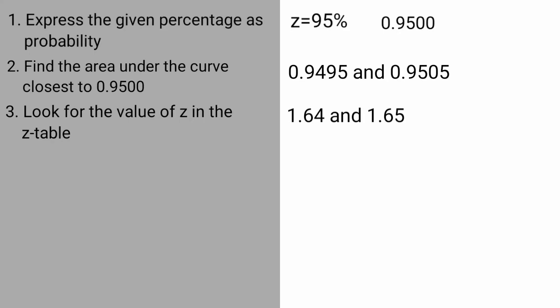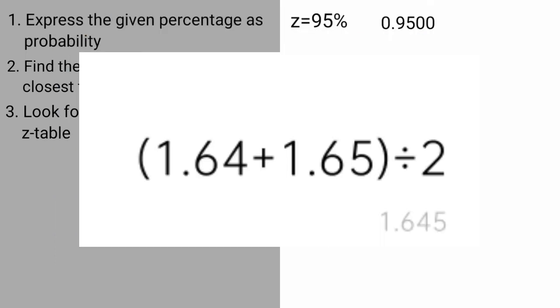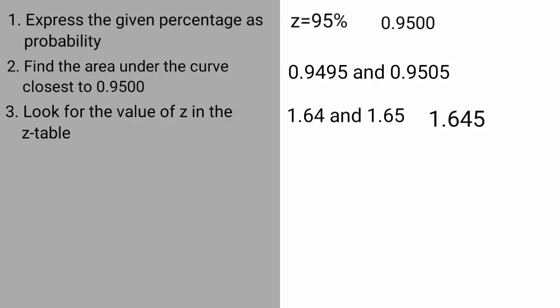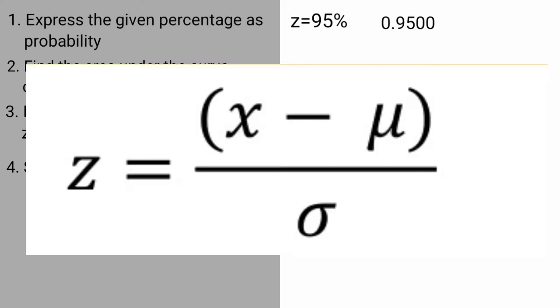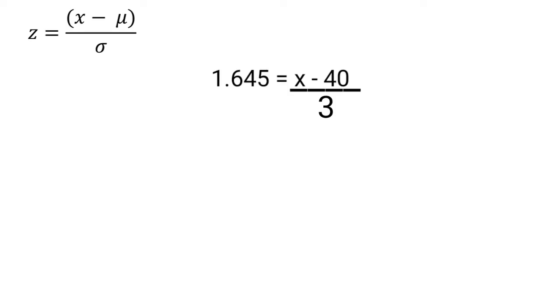What are we going to do now? Here comes the thing called quick maths. Let's just add 1.64 and 1.65 and then divide it by 2. Now we have 1.645. Now we shall move on to the fourth step, which is solving for x. In this step, we must use this formula, z equals x minus mean, over the standard deviation. Now, let's solve. Substitute the given values to this formula. z is 1.645, equal to x minus 40, over 3.